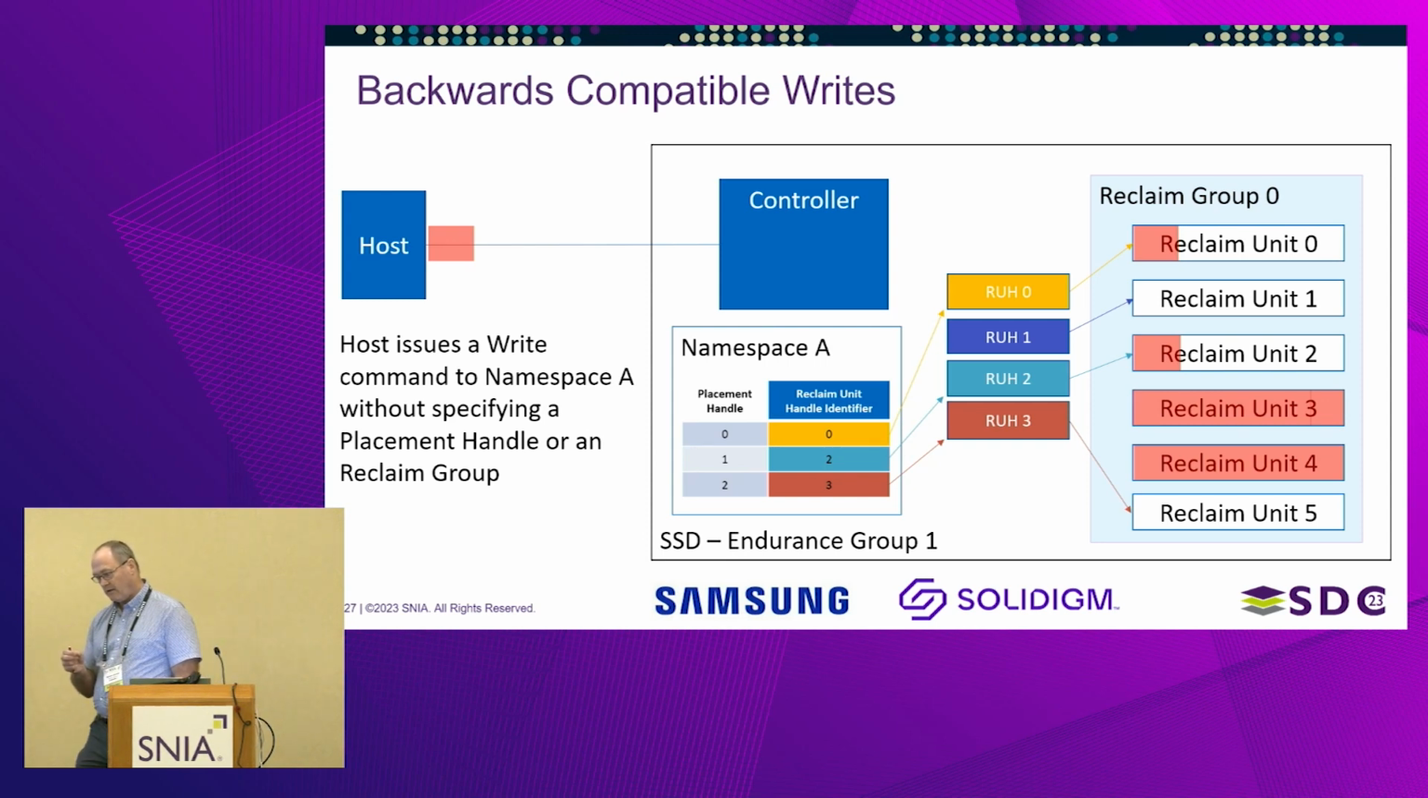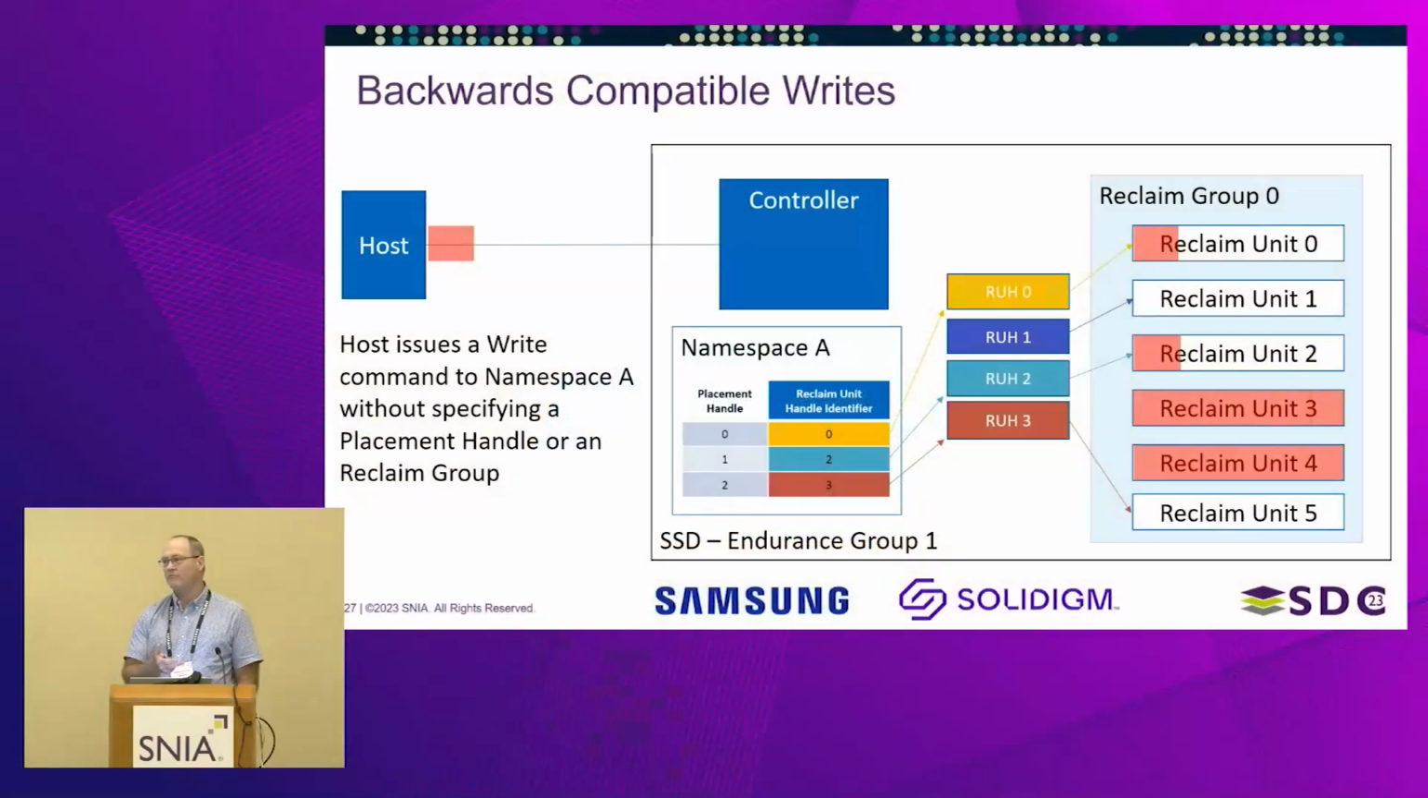Now, FDP was purposely architected to be fully backwards compatible, both in namespace creation and in IO commands. So what that means is I could take an FDP-enabled device that's in a server that understands FDP and is using FDP, unplug that device, go into a server and plug it in to a server that knows nothing about FDP, and it can read and write the namespaces, it can create namespaces, and it can issue commands. Now, it's not going to do placement because it doesn't understand placement, but it works.